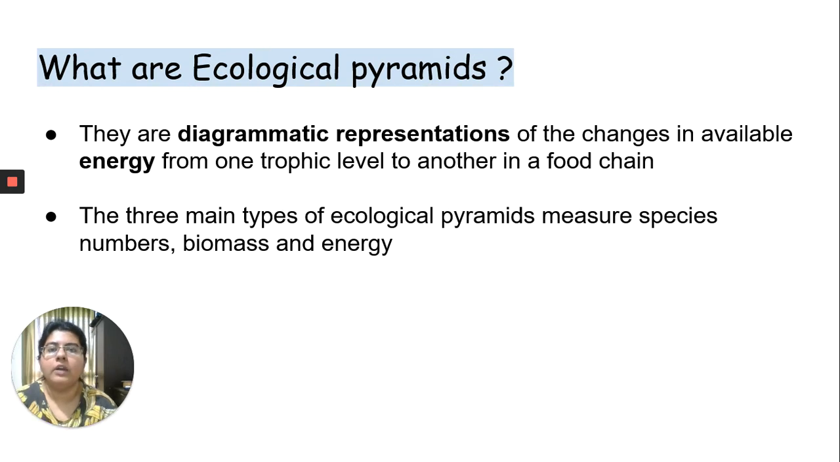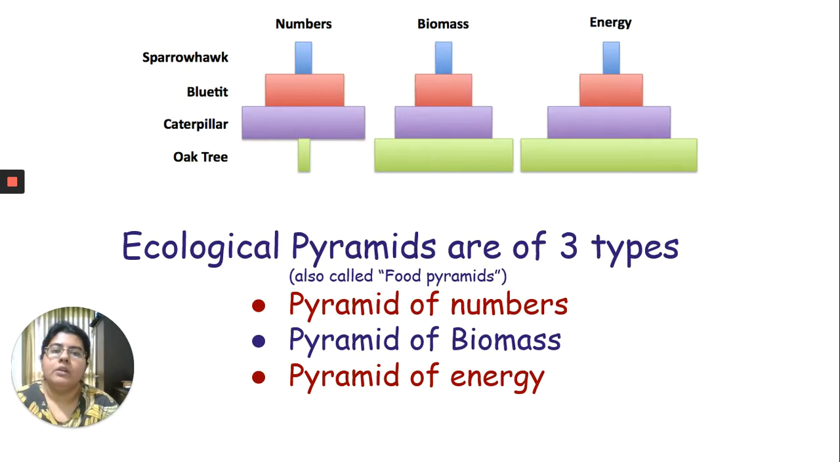It shows how energy is flowing from one trophic level to another. Sometimes it also shows the population size of each trophic level, and sometimes it tells how much energy is moving from one trophic level to another and how much is getting lost. It also tells about biomass, that is, how much energy is stored as flesh or tissue in your trophic level. So we'll study these three types. These are the three types of ecological pyramids, which are also called food pyramids.